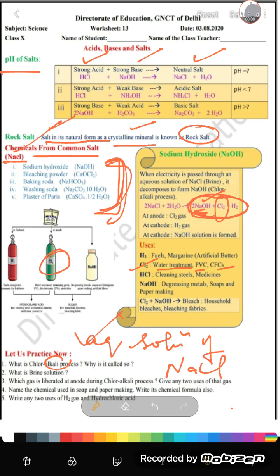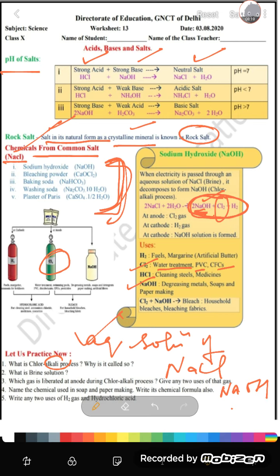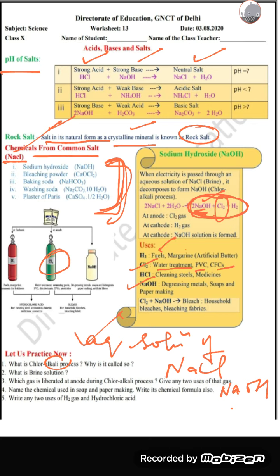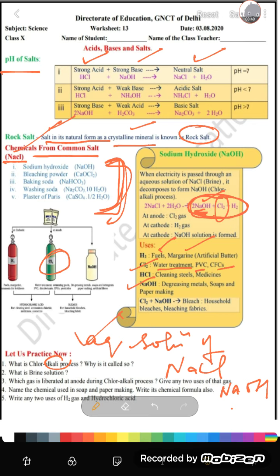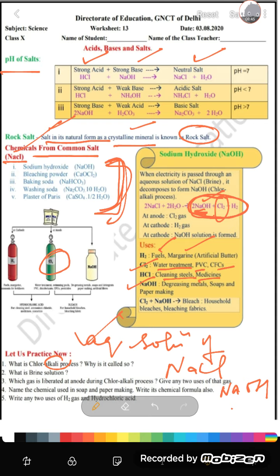Name the chemical used in soap and paper making. Write its chemical formula. The answer to this question is NaOH. NaOH is sodium hydroxide, used in soap and paper making. Next we have the question: write any two uses of H2 gas and hydrochloric acid. So H2 gas is used as a fuel and in margarines, and hydrochloric acid is used for cleaning steel and in medicines.